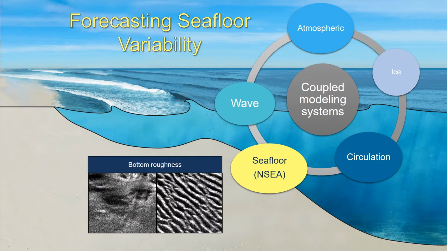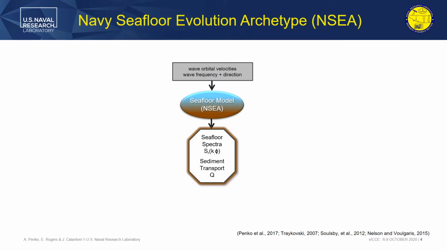So what we've been doing in our branch is focusing on how to get this varying bottom into these coupled modeling systems. One way to do that is to model the roughness that's changing due to different wave and current conditions. That's what the model NSEA is that I'm going to talk about today. It is a time-dependent spectral approach that is based on the paper in 2007 by Drakowski, and has been later implemented by Solsby as well as Nelson and Vulgaris.